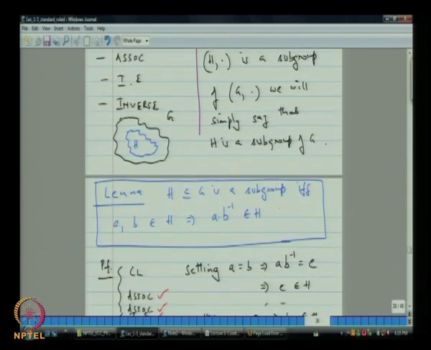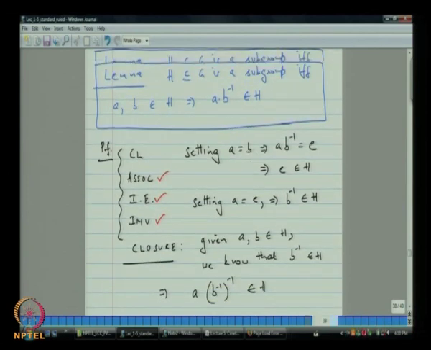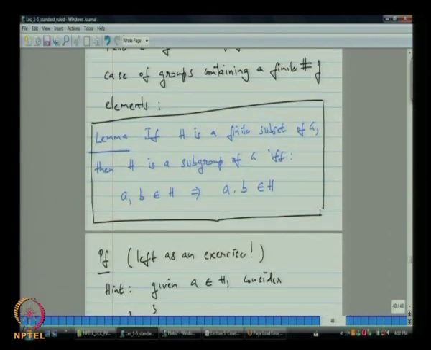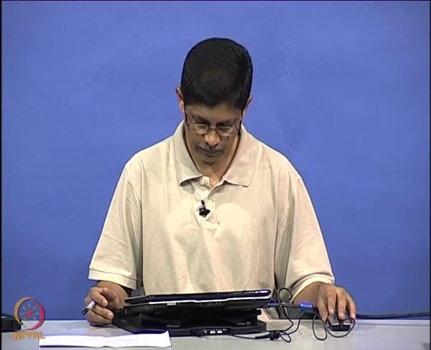Testing for a subgroup, you can test by brute force by checking all the axioms, but instead of that there is a simplified test in which you simply check that if a, b are elements in H, then a b inverse is in H. We proved this by showing that it was equivalent to testing all the axioms. This further reduces in the case of a finite subgroup to just testing for closure, namely that if a and b are in H, then their product is also in H. It simplifies to that in this case.